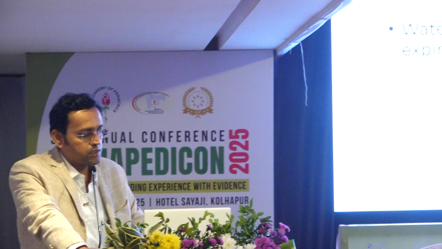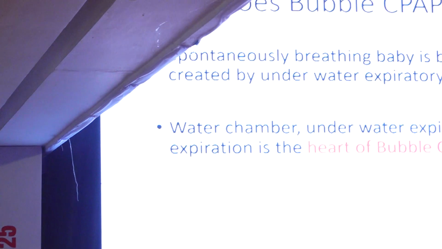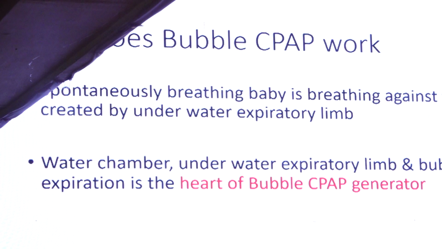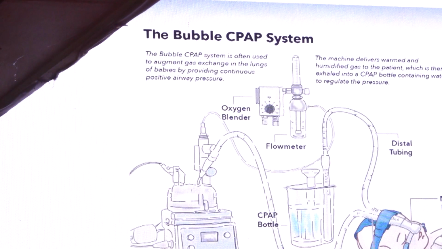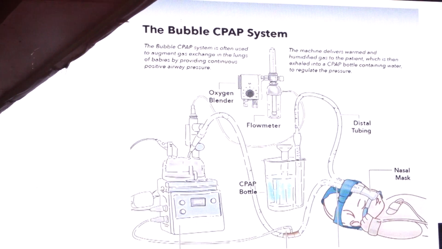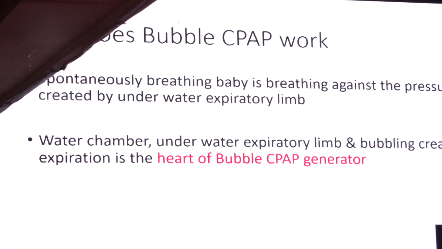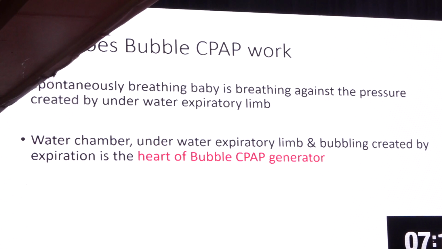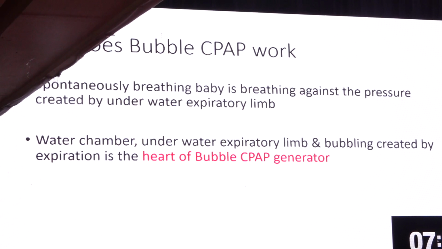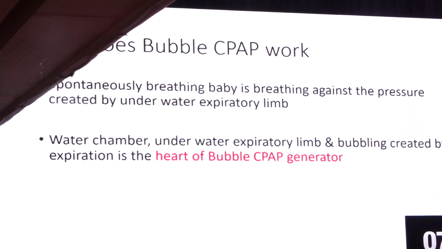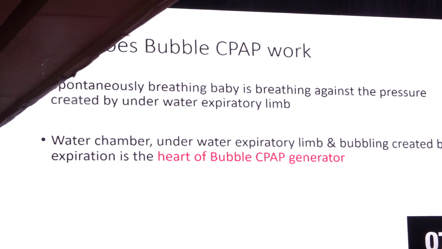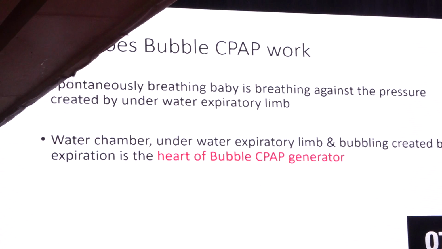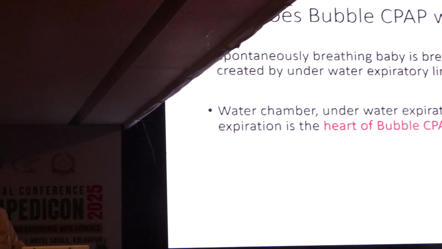So how does the bubble CPAP actually work? We need a spontaneously breathing baby who is breathing against the pressure created by the underwater expiratory limb. Now in this picture we can see this is the underwater expiratory limb. Water chamber, the underwater expiratory limb, and bubbling created by expiration is the heart of bubble CPAP. So we have to keep watch on the bubble CPAP generator and see the water level is intact and the tube is effectively at the level that we want to give CPAP.